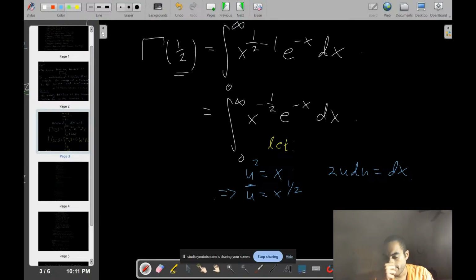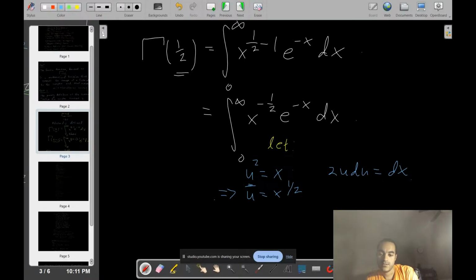Here's the reason why I chose u squared equal to x. If I let u squared equal x, there's two reasons. First off, when I use u substitution, I want to make sure all of my x's are replaced with u's, so I use the new parameter in the function. Everything's a function of u. That's the first reason.